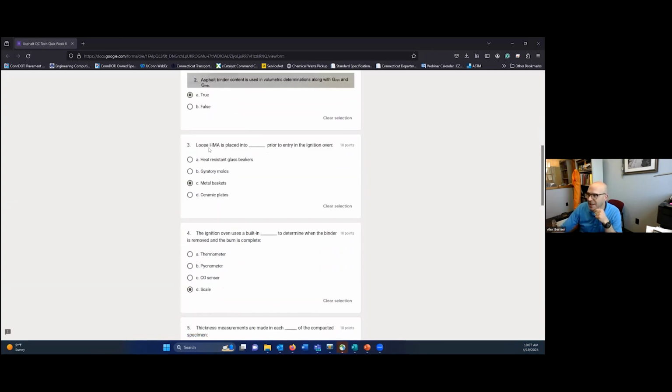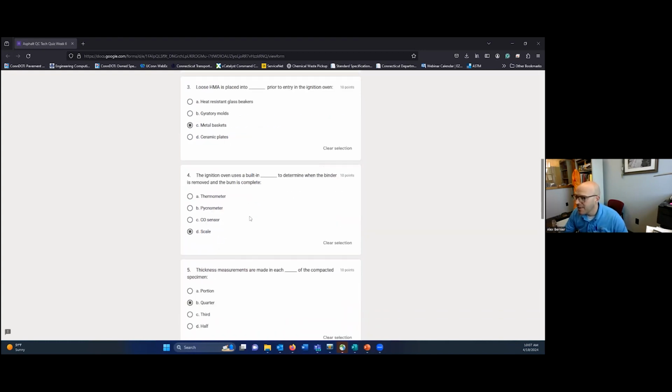Question number 3. Loose HMA is placed in the blank prior to entering the ignition oven. And we have a couple different options here. Heat-resistant glass beakers, gyratory molds, metal baskets, or ceramic plates. The correct item that we're putting it in is a metal basket. Remember, they have openings on them to allow the air to pass through and around the sample because it's burning off the asphalt.